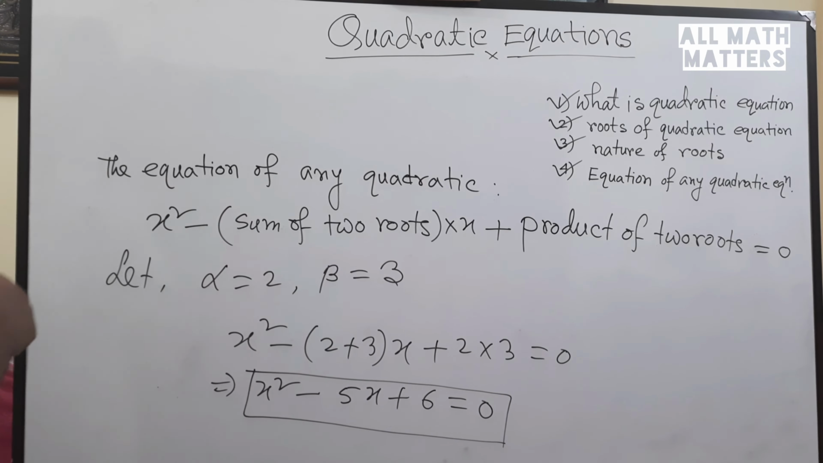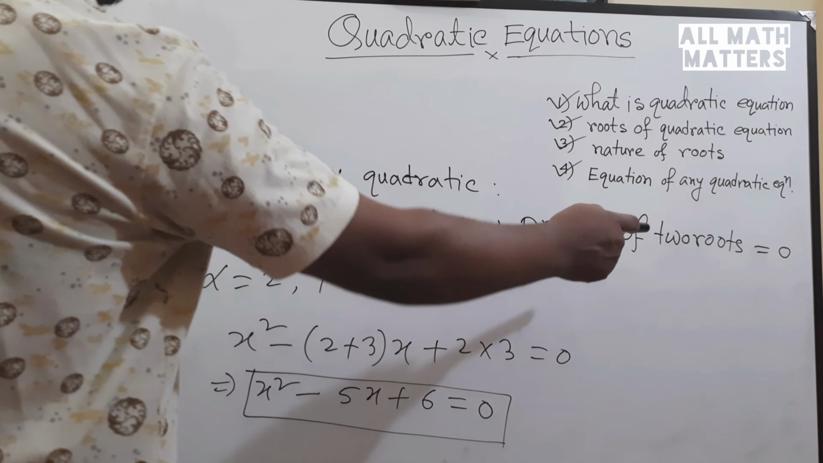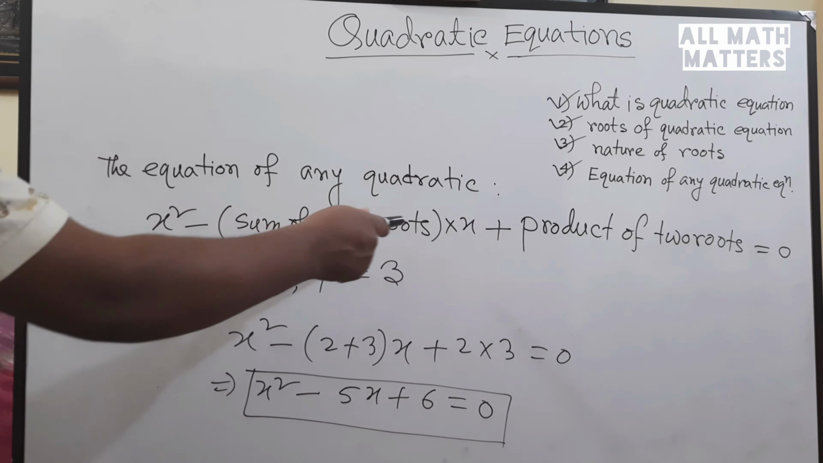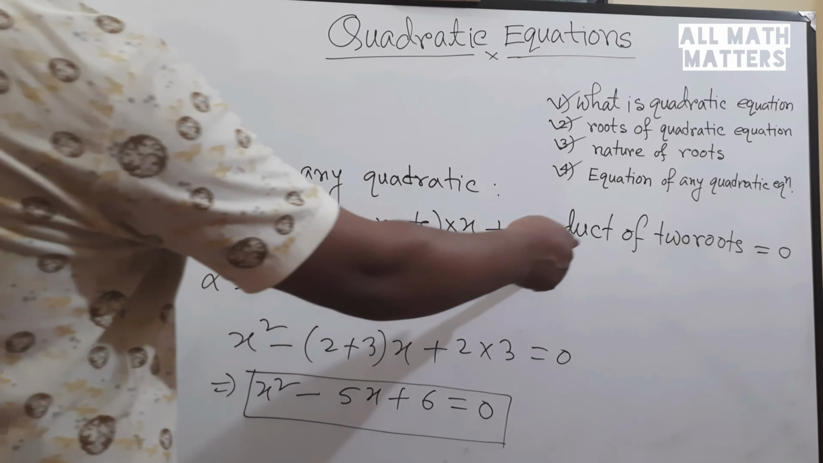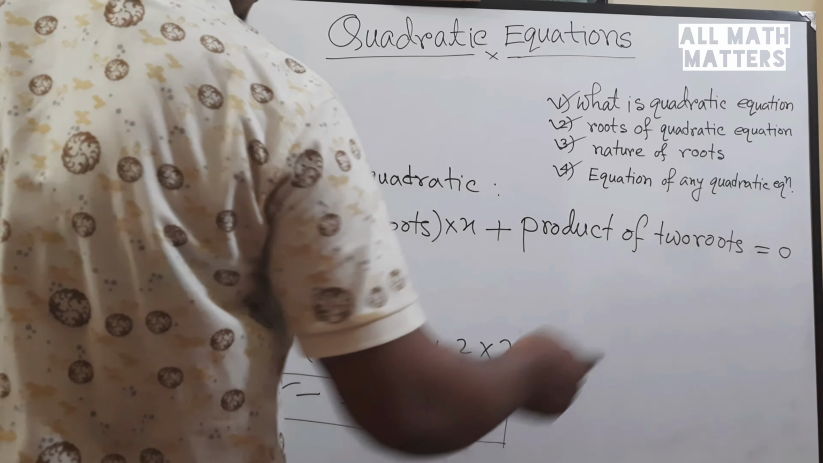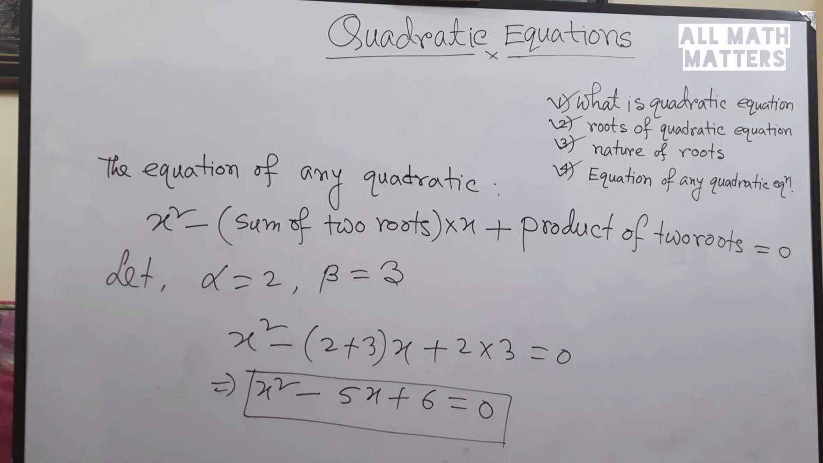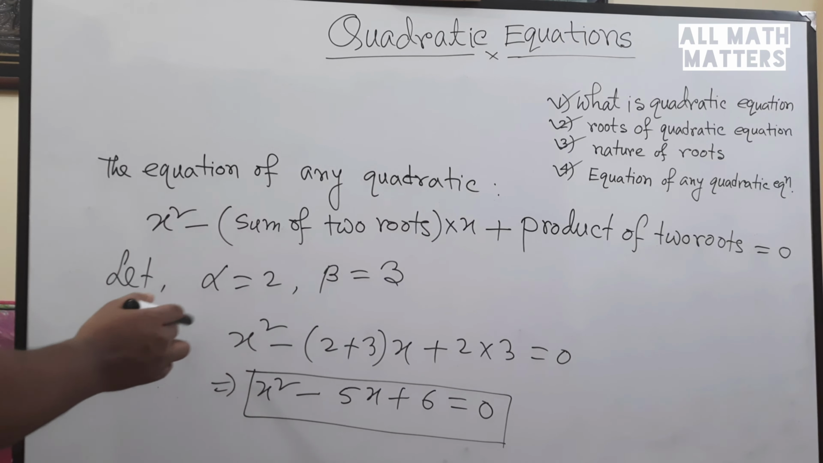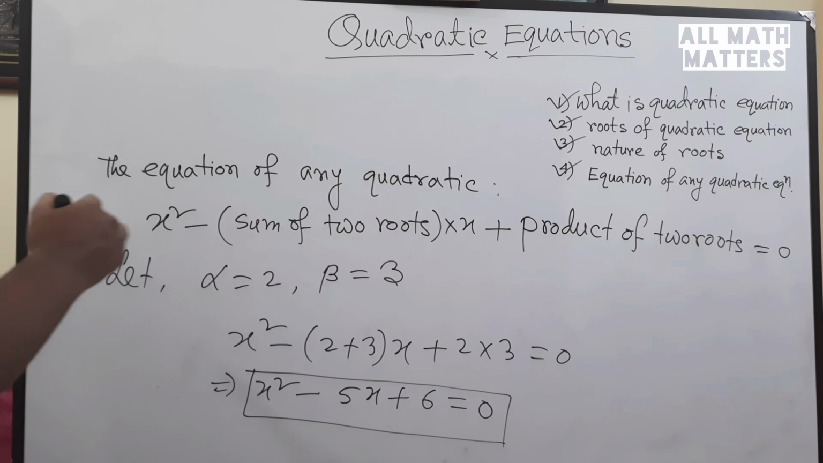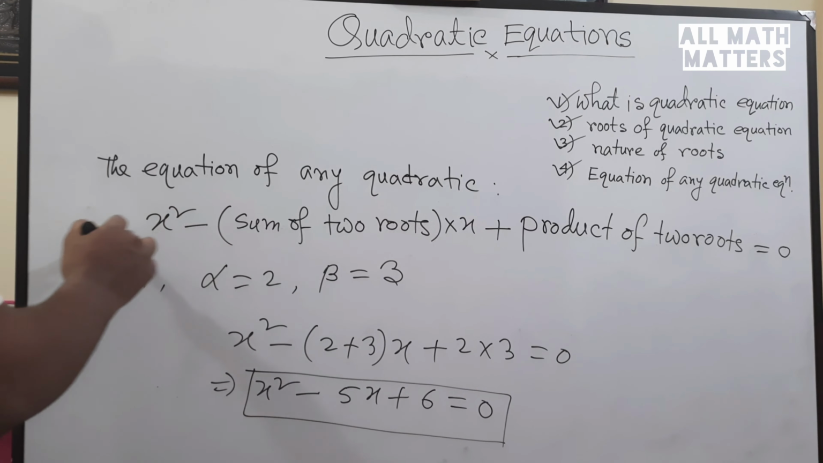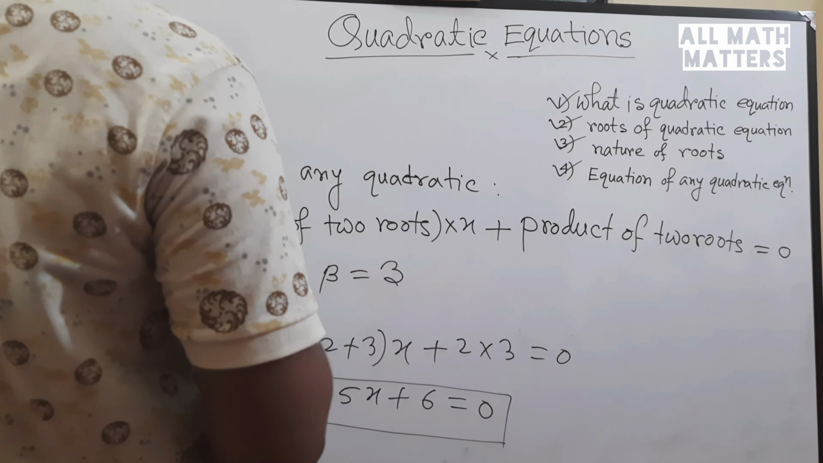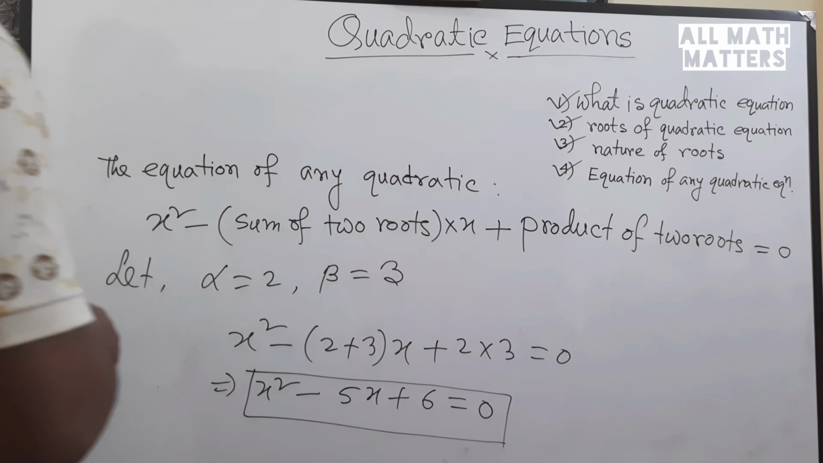If someone can memorize this formula, the equation of a quadratic equation, so that is x square negative sum of two roots into x plus product of two roots equals 0. That means if the roots are given, then you just add the two roots and find the product of these roots and just put this value in this equation, then you can easily find the equation of the quadratic form.